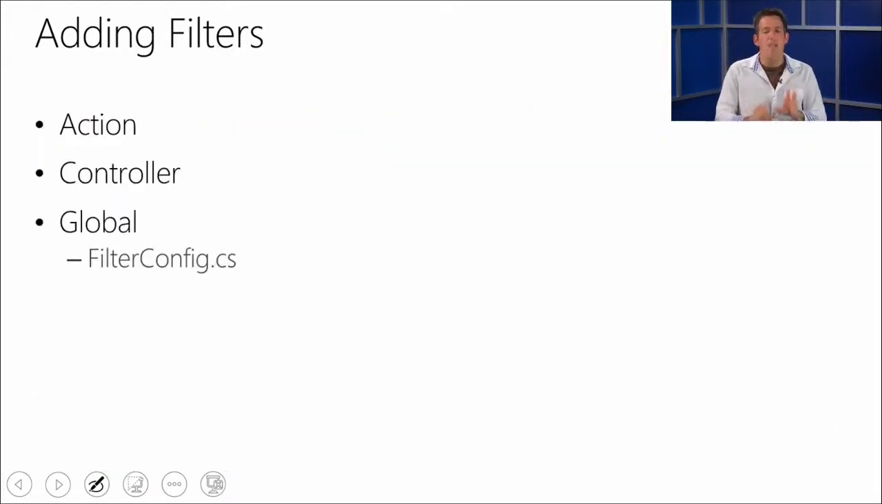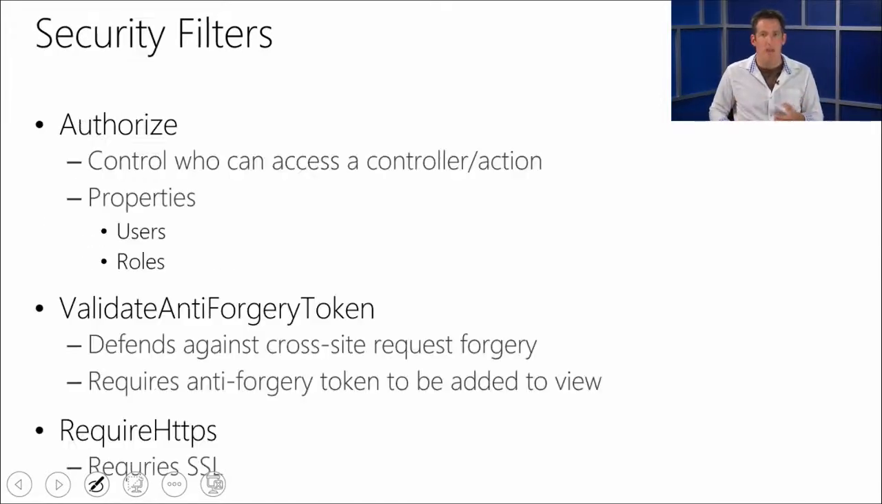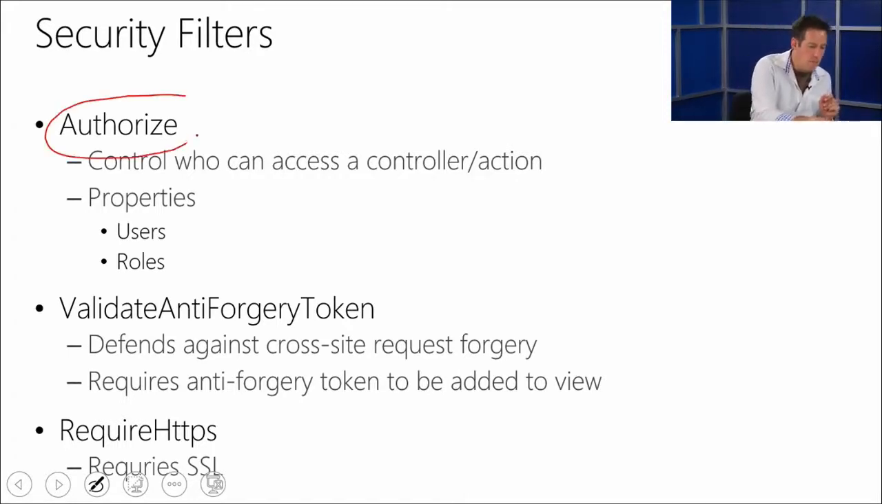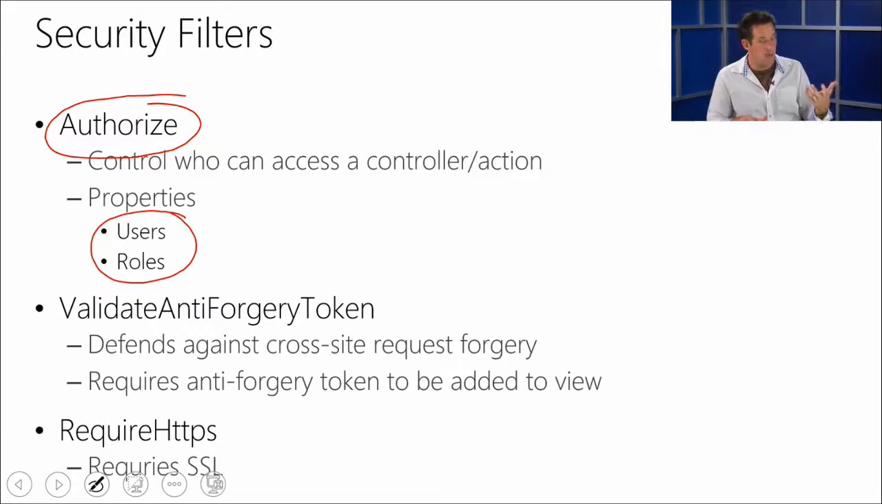Now, I mentioned that MVC has a bunch of filters that are created, and you can decorate that on top of an action, a controller, or if you want to make it global, you'll notice there's a little filter config that you could add those into. Now, a couple that are worth highlighting. Number one, authorize. That's going to be used to set up security. So you'll notice that you could choose that a user has to be a member, or a particular user, or a member of a particular role.